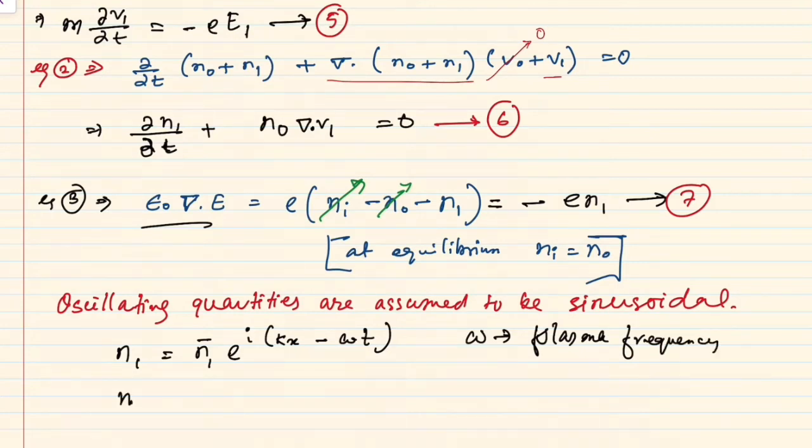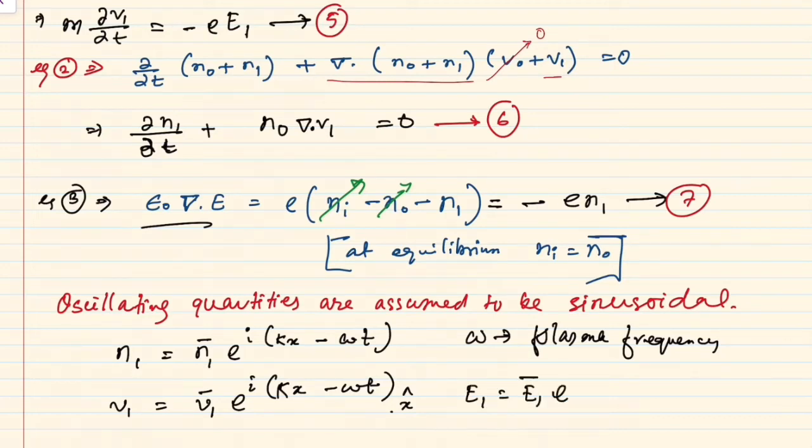Then V1 bar e to the power i(kx minus omega t). Similarly, if the direction of oscillation we consider the x direction, then x cap should be there, then E1 will be equal to E1 bar e to the power i(kx minus omega t). So here also we have to write x cap.